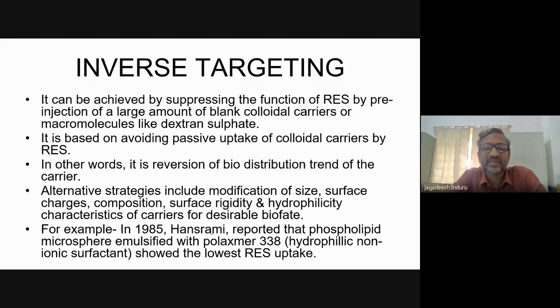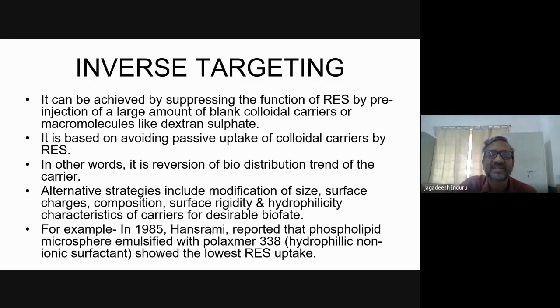Most of the time, Ansrami has already reported the phospholipid microsphere emulsified with poloxamer 338. This is hydrophilic like PEG, which you have seen in passive targeting, pegylation. He was the first person to use it, in 1985, and found that the lowest reticuloendothelial uptake is present; that is used for inverse targeting. So you are making more concentration at the target site, because it is a hydrophilic non-ionic surfactant. Later on, PEG was chosen and more studies found its effectiveness in bypassing this, and it is being used.